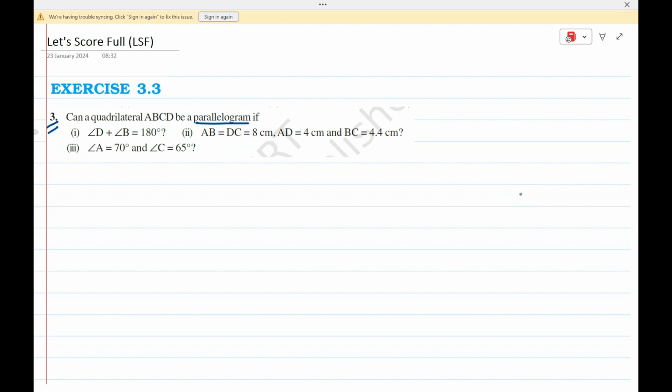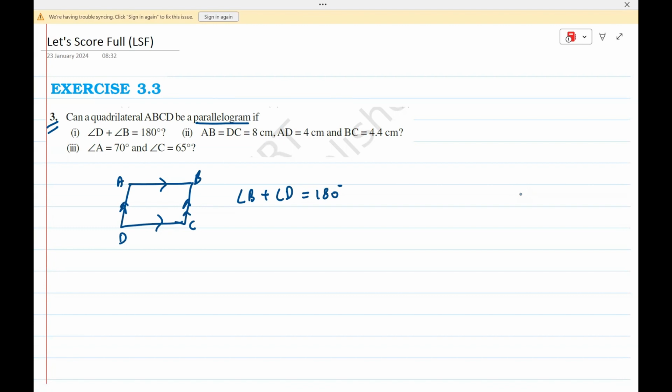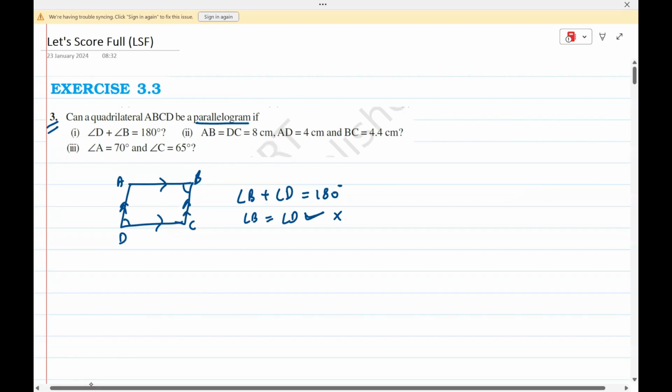So here question 1 says angle D plus angle B is 180 degrees. So can it be a quadrilateral? Let's check. Draw a quadrilateral A, B, C and D. They said angle B plus angle D is 180 degrees. But the property of a parallelogram says opposite sides are parallel. So here AB is equal to CD and AB is also parallel to CD, means opposite sides are parallel and equal. If we talk about the angles of a parallelogram, opposite angles of a parallelogram are equal. So they have not said anything about it, whether they are equal or not.